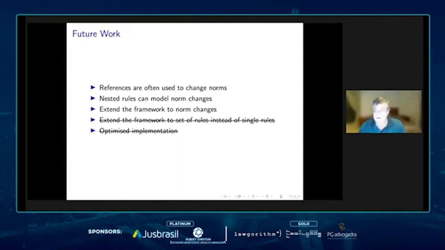So what we want to do is to integrate the algorithms and the computational model presented here with the model for nested norms. Then I said that in real-life norms, what you have to do is to consider how to handle sets of rules instead of single rules, because often section references will be modeled as sections represented by a set of rules instead of a single rule. And at the same time, we want to have an optimized implementation.